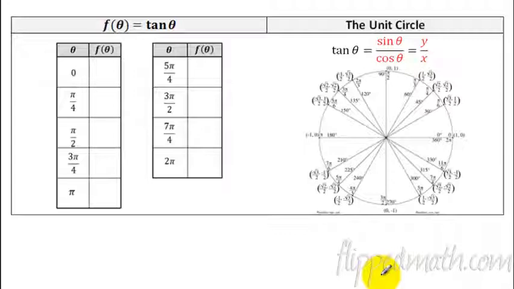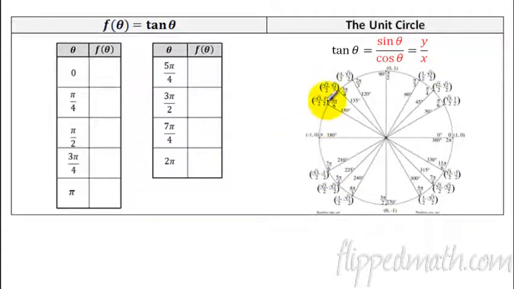Okay, here we go. Tangent. Now we're going to learn what the tangent graph looks like. So first thing, write this down: tangent of theta is equal to sine theta divided by cosine theta. Or in other words, it's the y value divided by the x value of all these coordinate points, which are really small because I didn't have enough room on the notes.